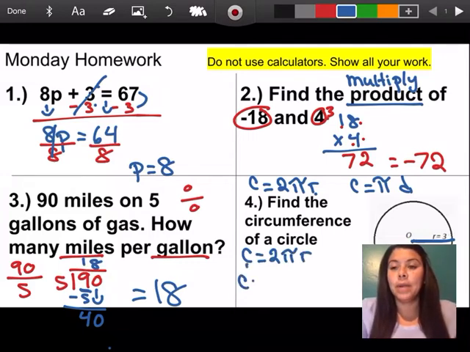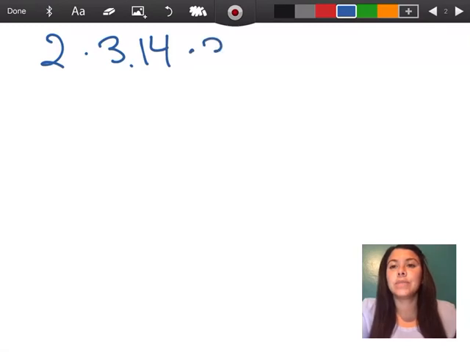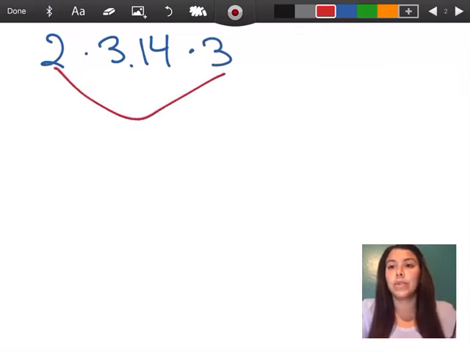I'm going to set it up, bring down my C, bring down my 2. Pi is 3.14, and my radius in this circle is 3. I have to show my work, so I'm going to bring it onto a new slide. That way I have more space to work it out. I have 2 times 3.14 times 3. In multiplication, it doesn't matter which order you multiply. So I'm going to multiply the 2 and the 3 first. So 2 times 3 gives me 6 times 3.14.